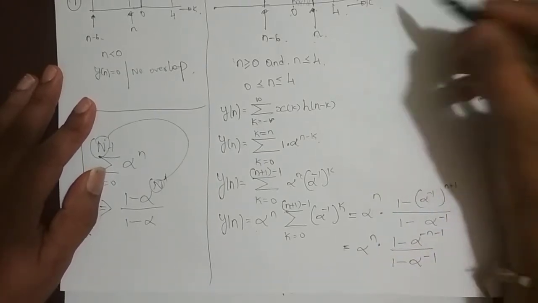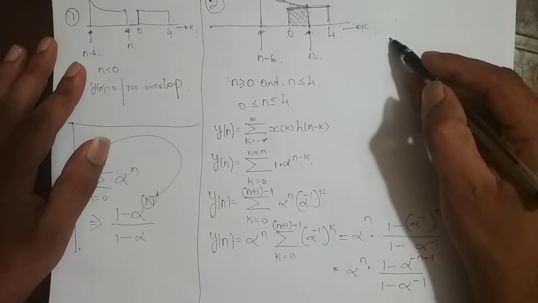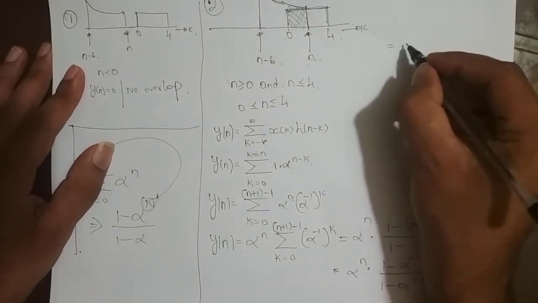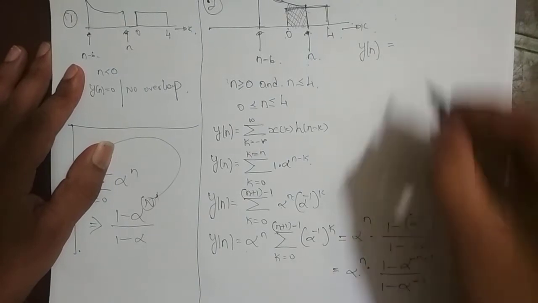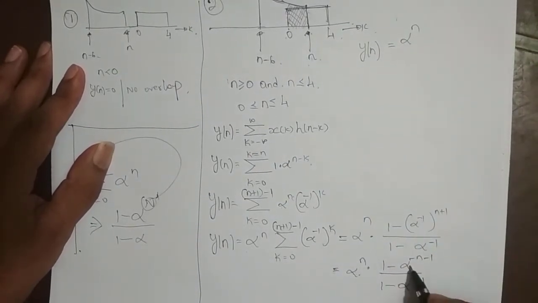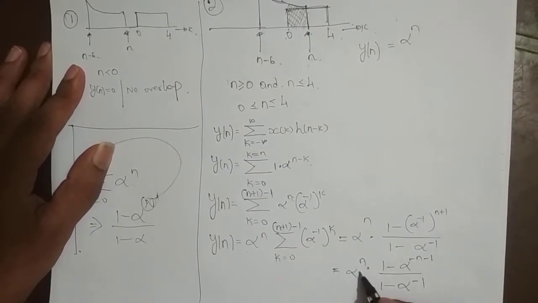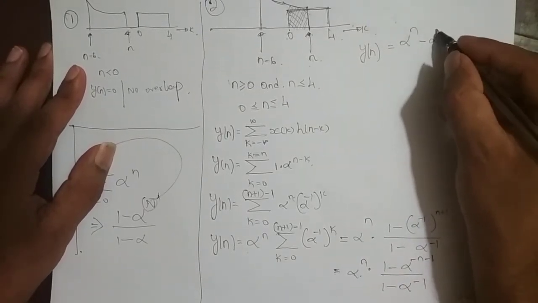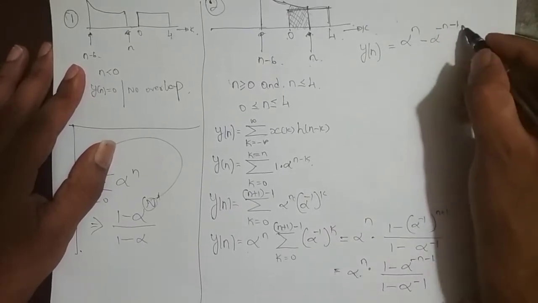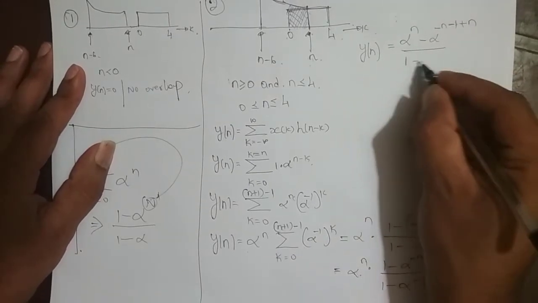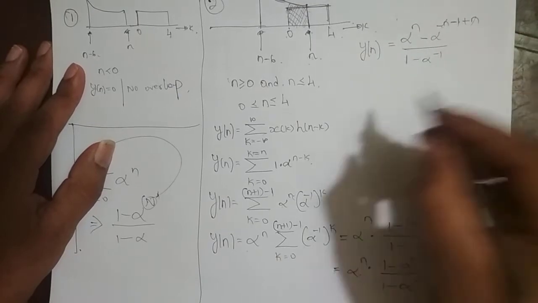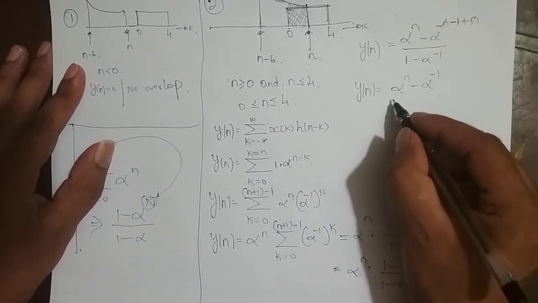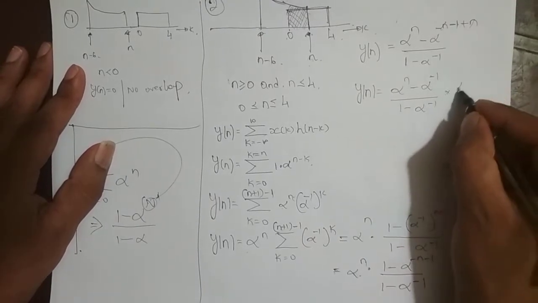So I'll continue from here. I'll multiply this alpha to the power n to the numerator. So what do I get? 1 into alpha power n is alpha power n, and alpha power n into alpha power minus n minus 1 is nothing but this term plus one more alpha power n, right? So this is nothing but minus of alpha power minus n minus 1 plus n, whole divided by 1 minus alpha power minus 1. Okay, so minus n plus n cancels out. Y of n is equal to what? Alpha to the power n minus alpha to the power minus 1, whole divided by 1 minus alpha to the power minus 1. So I'll multiply both numerator and denominator by alpha.